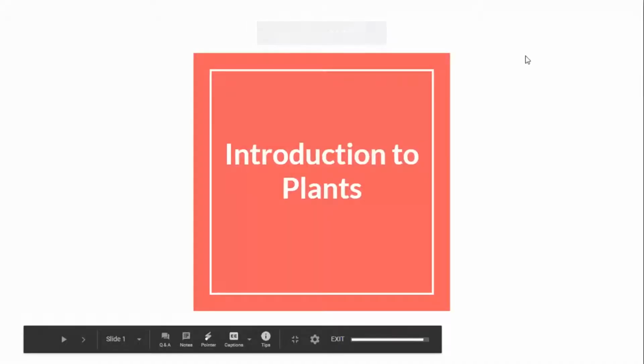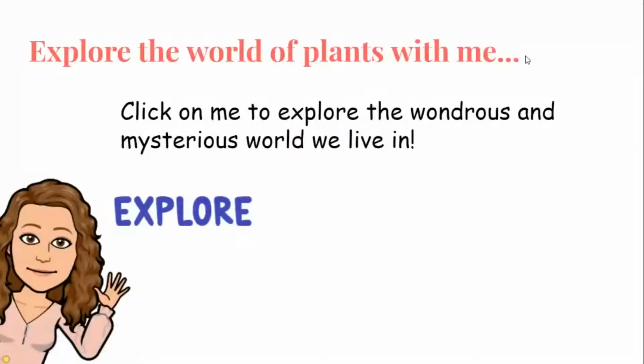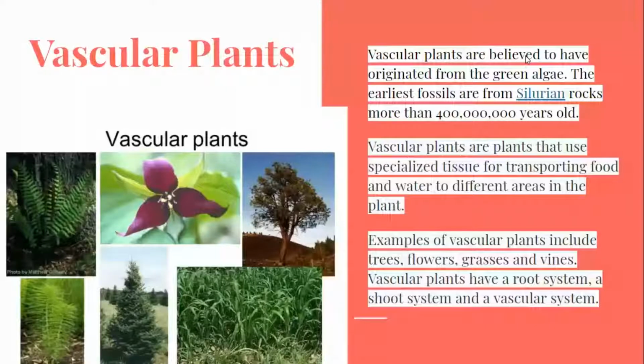So hopefully you have watched the Introduction to Plants video that I put on the Nearpod for you. And then I asked you, what are the 3 things that make plants so very important to us to survive on this planet? And that would be food, shelter, and oxygen. And as we go along in these lessons, you will learn about all of those and how they are produced by the plants.